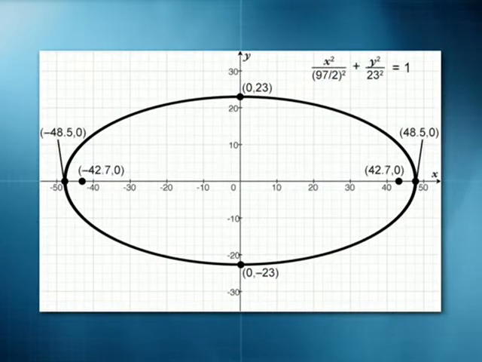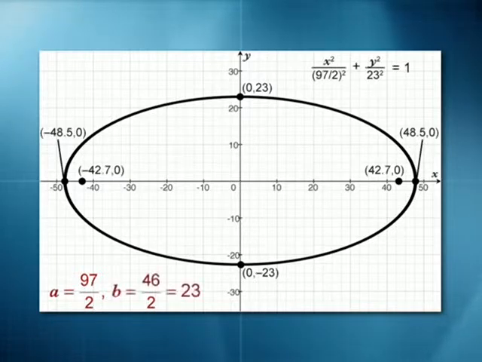All right. The larger distance is 97 from vertex to vertex, so a is half of that, 97 over 2. And then the minor axis would be 46 over 2, or 23. That would be the b value. So now we know a and b.